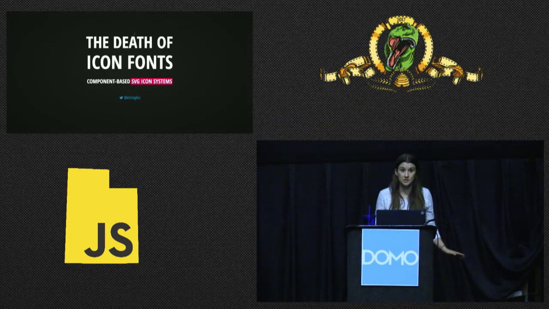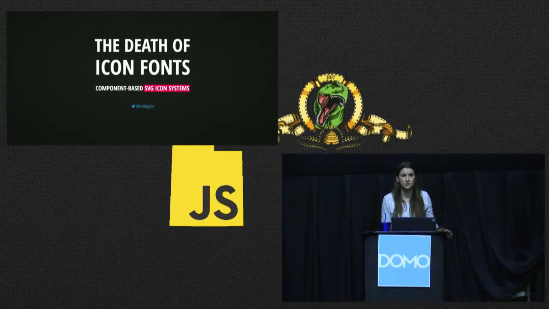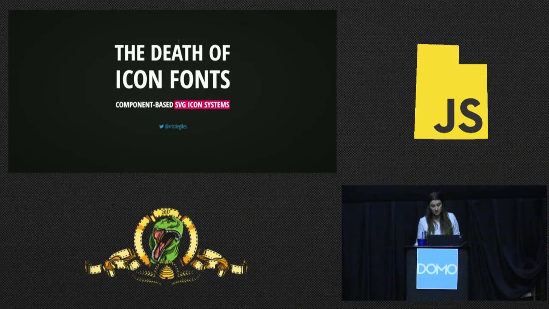I'm first going to go over how icon fonts work and why I think they're not the best choice anymore. And then I'm going to talk about SVG icon systems and how you can use JavaScript components to make them just as easy to use as icon fonts. I've got some code samples in React and Angular. I'm most comfortable in Angular, and React seems to be the most popular right now. But if you don't understand all the code, or if you know a better way to write it, that's totally fine. The implementation details are totally up to you. I just want you to kind of get the idea.